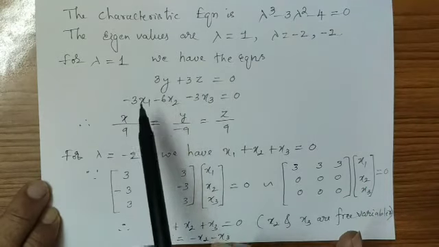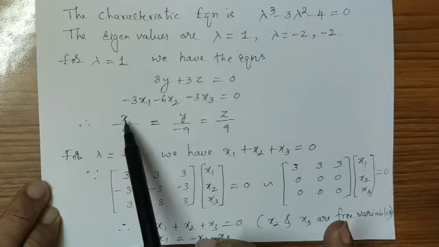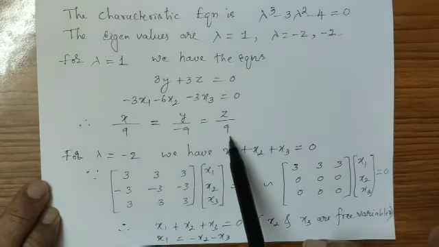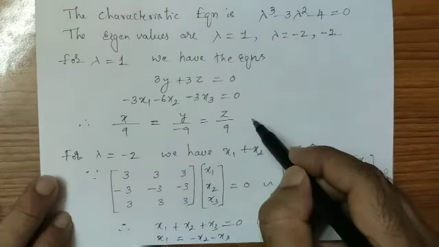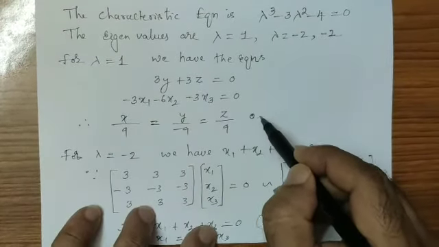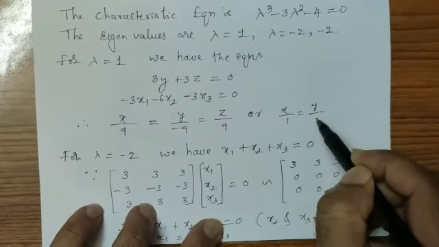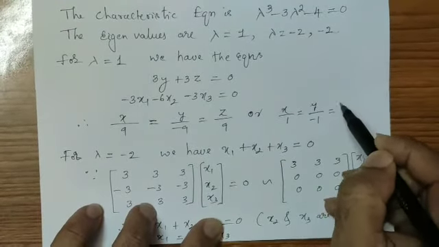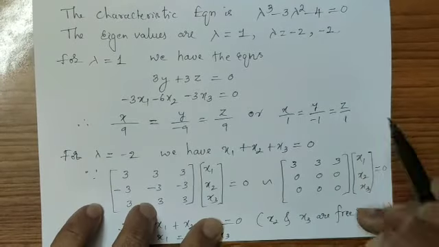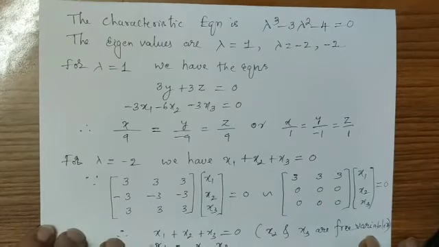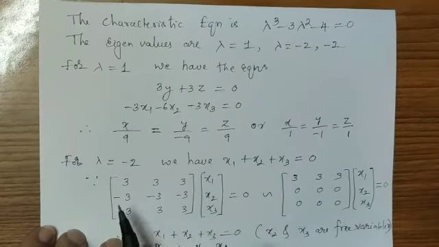Now if you use the cross multiplication method, you will find x is proportional to 9, y proportional to minus 9, z proportional to 9. Therefore, or you can write x proportional to 1, y proportional to minus 1 and z proportional to plus 1. Similarly, for lambda equal to minus 2, what happens? If lambda equal to minus 2, we have this system.